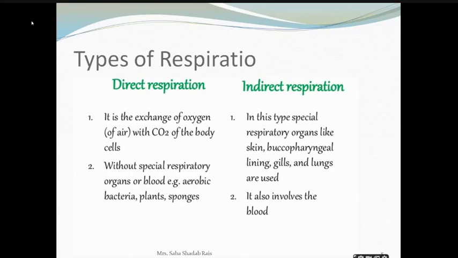Now why blood? Because all these respiratory organs will only support external respiration. For internal respiration, or cellular respiration, it is important to get the oxygen or the respiratory gases to each cell. So for this gaseous exchange, blood is required. The blood cannot always be the same red-colored blood as we have. We are going to learn about blood in detail in the circulation part.